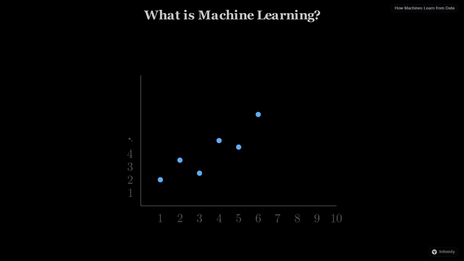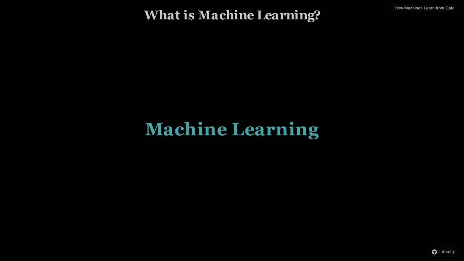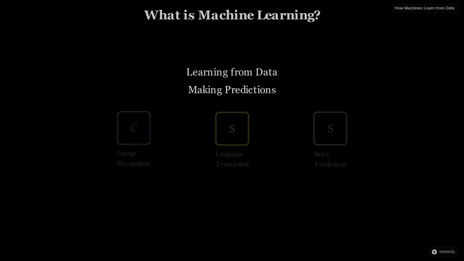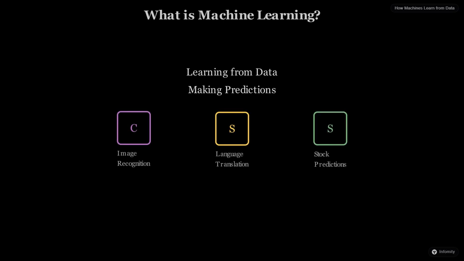Machine learning works similarly. It's where computers learn from data to make predictions or decisions without explicit programming. We provide many examples, and the computer figures out the patterns itself. This allows machines to tackle complex problems like image recognition or predicting stock prices by learning from observed data.